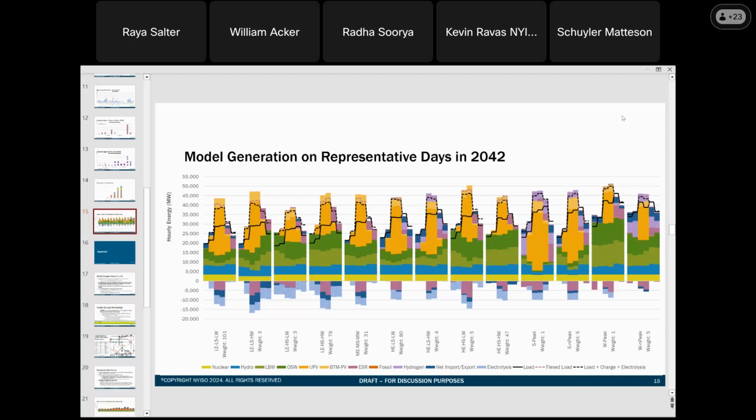Yeah, Kevin, Bill Acker again. So the one thing I would highly question here is the assumption that the hydrogen is going to get generated on the peak days. It seems like that's not a realistic assumption. I don't think anybody would, if your hydrogen's capacity factor is a couple percent at best, you certainly don't want to be making the hydrogen on the summer and winter peak days.